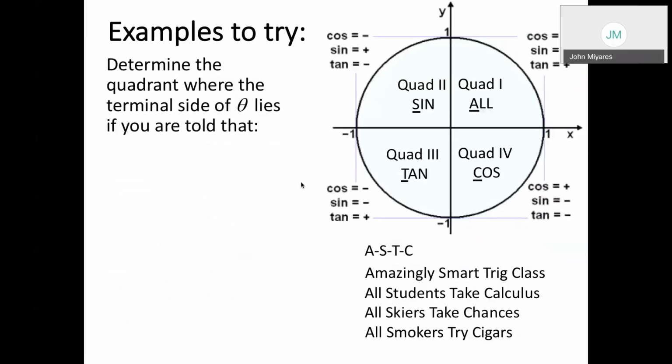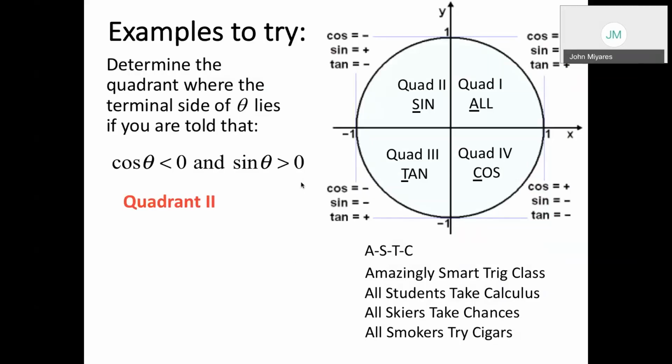Let's try a few examples together. Determine the quadrant where the terminal side of theta lies if you're told that the cosine of theta is negative and the sine of theta is positive. Well, the cosine is positive in quadrants 1 and 4, which makes it negative in quadrants 2 and 3. Similarly, the sine function is positive in quadrants 1 and 2. So combining those ideas together is what's going to give us that the angle we're interested in is quadrant 2. That is the quadrant where the sine function will be positive and the cosine function will be negative at the same time.